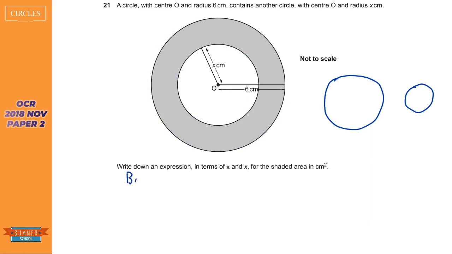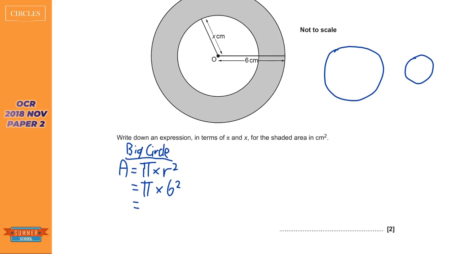So we're going to work out the big circle area first, and the formula for that is pi times r squared, or pi r squared. It's going to be pi times the radius, which is 6, because that's shown on the diagram, 6 squared. You might notice this is on the non-calculator paper, so I'm going to have to do this without a calculator. So it's pi times 36, 6 times 6, and we can write that as 36 pi.